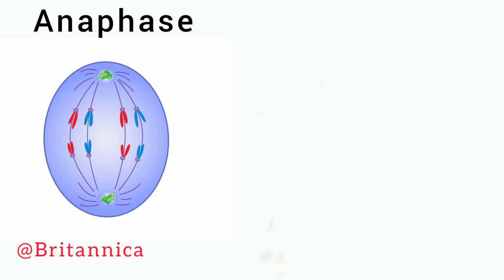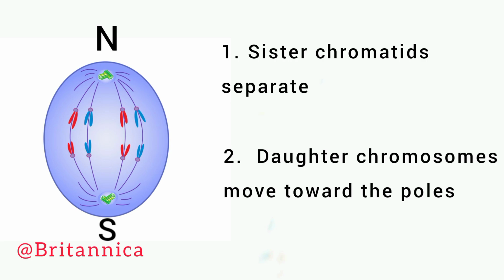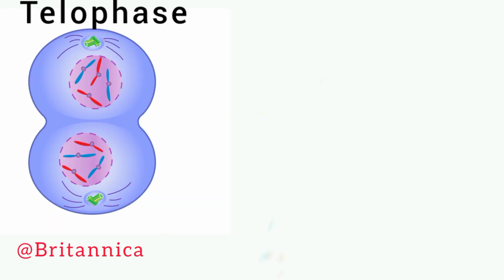Keep that in mind. And so in anaphase, the sister chromatids are separated. When they are separated, they become chromosomes, daughter chromosomes. So when sister chromatids separate, they become daughter chromosomes. These daughter chromosomes move towards the poles, the northern and the southern poles. And then the spindle fibers will begin to shorten.